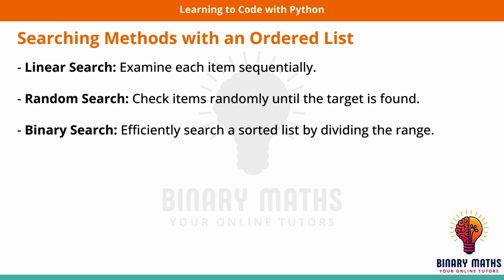There are several ways to search for an item in a list. The simplest method is linear search, where you check each item one by one. Another method is random search, where you pick items randomly until you find the target. The most efficient method for sorted lists is binary search, which divides the list in half each time. Let's look at each method in detail.